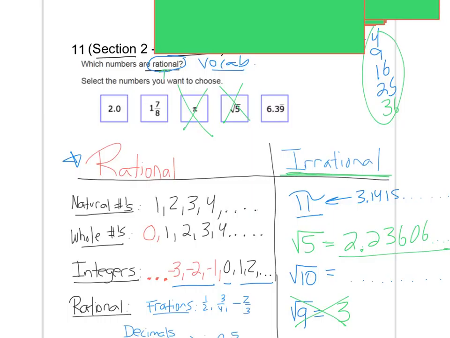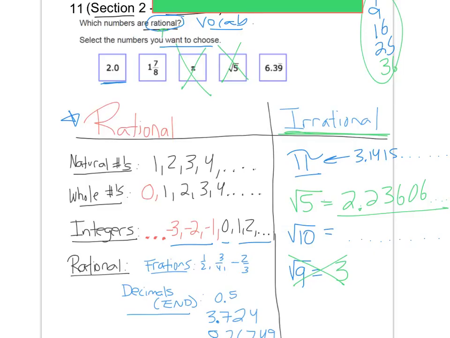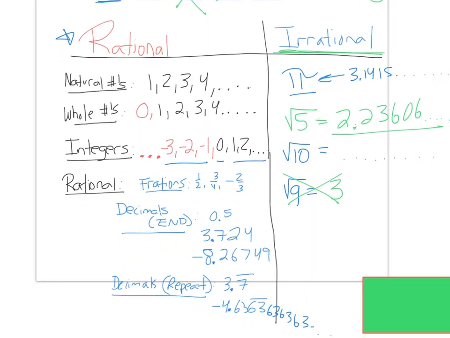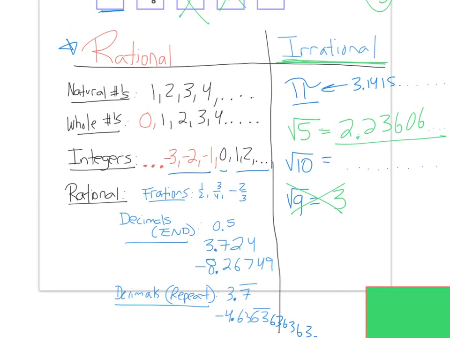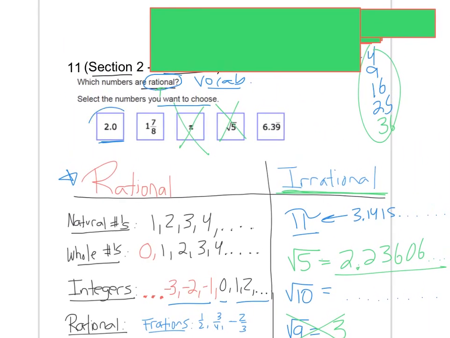So going back to the question, it says what numbers do you want to choose? Well, we're going to choose everything that's rational. So this one has more than one answer. First off, 2.0. Well, looking at it in our rational column, 2.0 is really right here, 2. And also, if we look at this, 2.0 is just a decimal that ends, because there's an ending point, the point 0. So we know that 2.0 is rational, so I'll select that one.